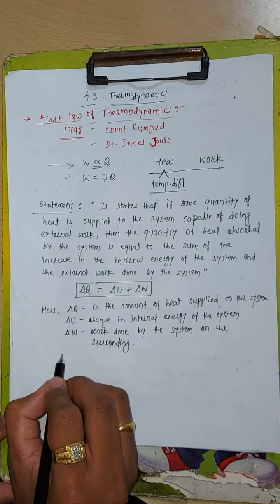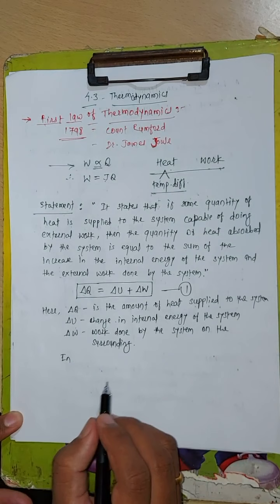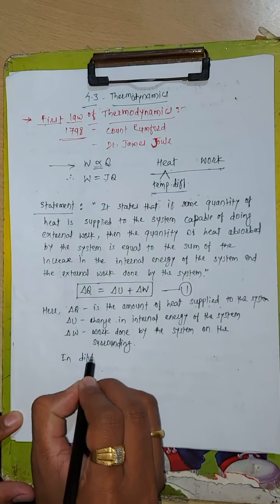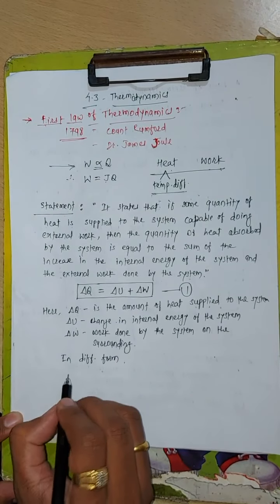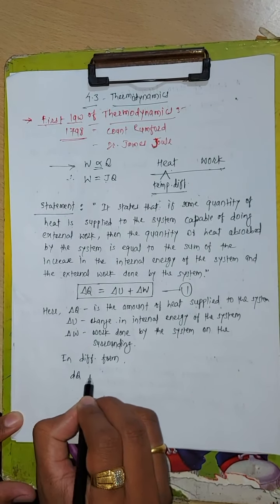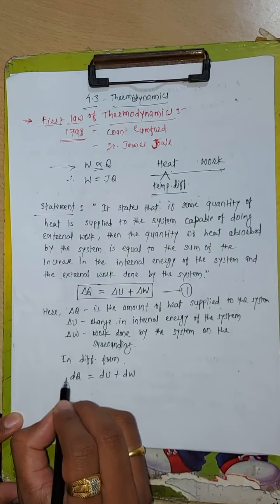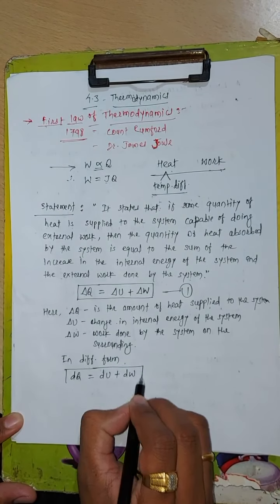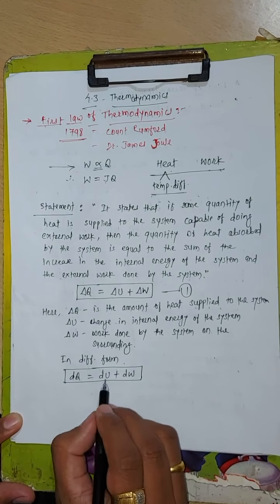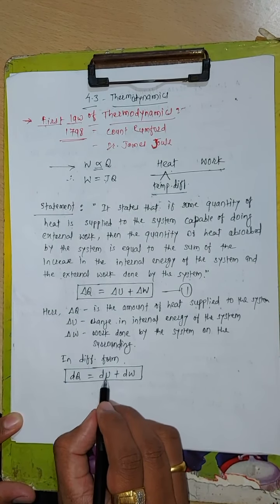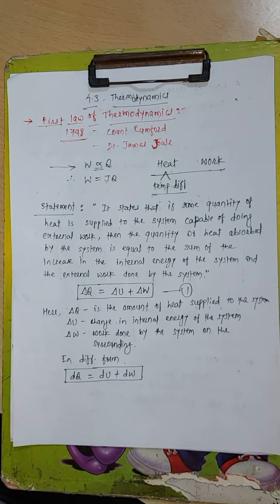If you write that equation, you can call it equation number 1, that is delta Q is equal to delta U plus delta W. This equation can be written in differential form. The differential form will be dQ is equal to dU plus dW. So the heat supplied is equal to the sum of the change in internal energy of the system and the amount of work done by the system.